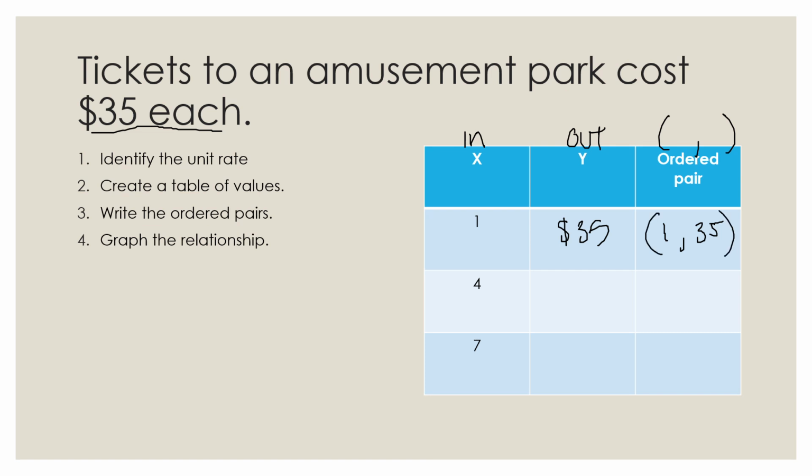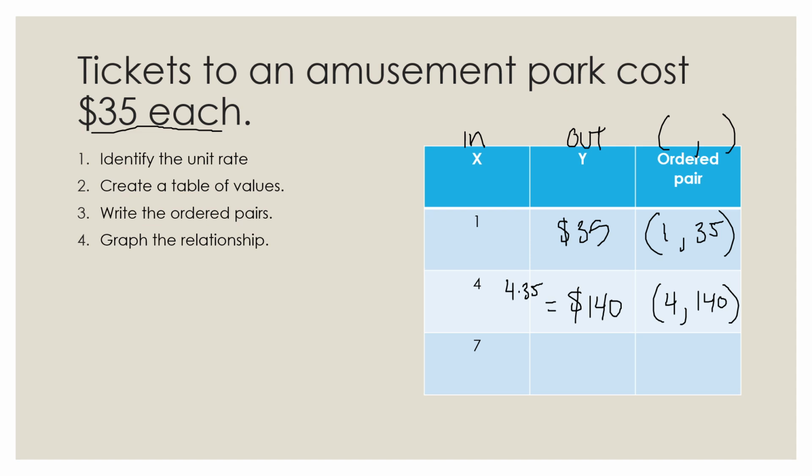Now 4. How much will it cost for 4 tickets? Well, this will simply be 4 times 35 because it's 4 tickets at $35 each. And if we multiply 4 by 35, what do we get? I'm not plugging it into my calculator as we speak. Okay, maybe I was. That's $140. So that means that our next ordered pair will be 4 for the X, 140 for the Y. Go ahead and drop the dollar sign in your ordered pair.